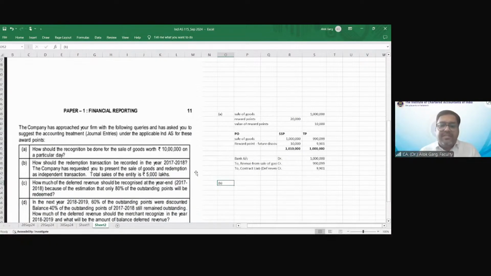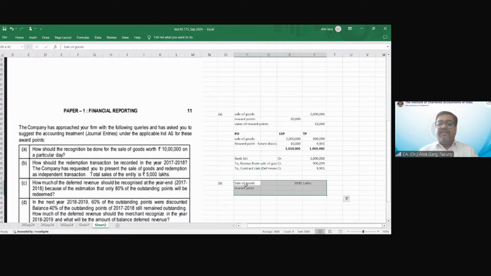Total sales of the entity is 5,000 lakhs, right? So instead of sale of goods of 10 lakh here, now it is 5,000 lakhs sale of goods. What is my sale of goods? 5,000 lakhs. Present the sale of goods and redemption as independent transactions. So what is the reward point? How should the redemption transaction be recorded in the year 17-18?